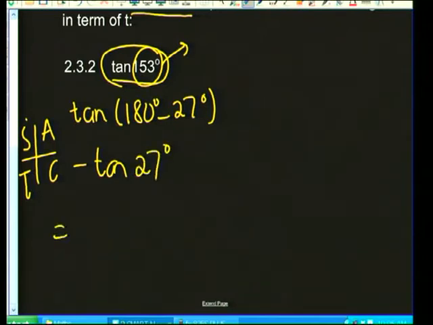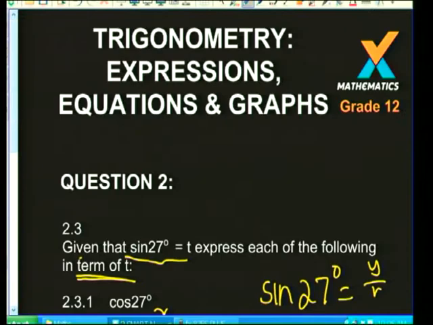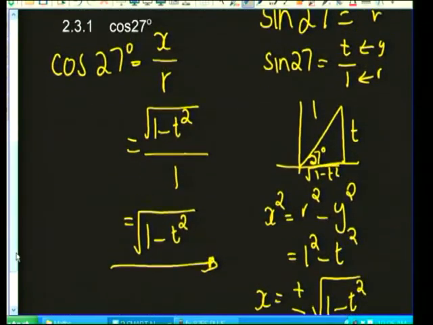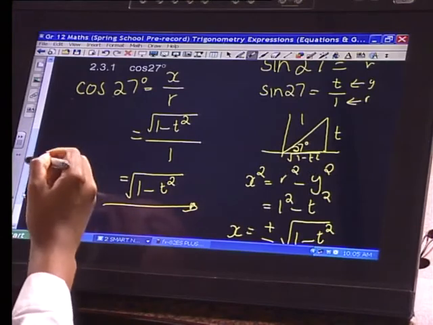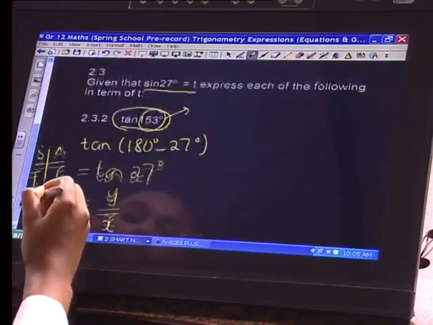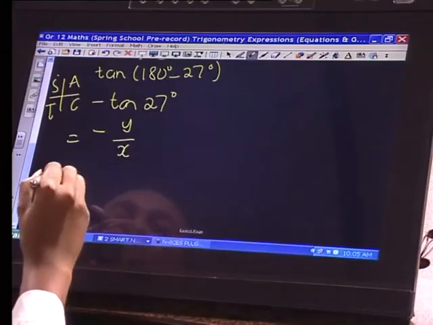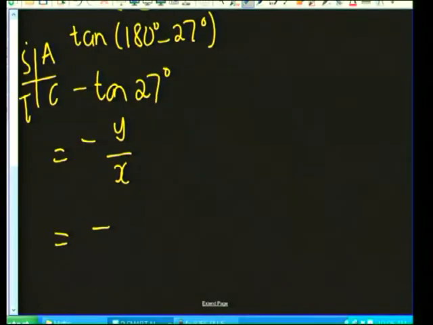Now we can actually work with this because tan is y over x. And if you go back to our previous sketch up here, your y is t, your x is the square root of 1 minus t squared. Which means that your answer there is minus t over the square root of 1 minus t squared.